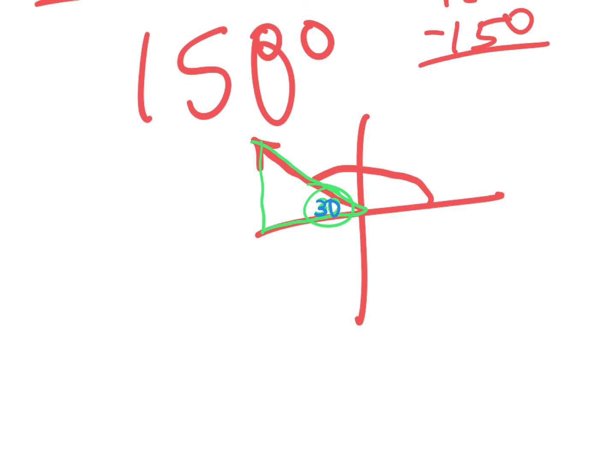30, 60, 90. So what's the pattern? What's right across from the 30? 1. What's across from the hypotenuse? 2. And what's across from the 60? The square root of 3. Now think about if we're in quadrant 2, my x value is what kind of a number? Negative, but my y value is positive. Okay, awesome. We okay? So now I want the tangent of theta. Tangent. What is tangent? What over what? Opposite over adjacent. So it's 1 over -√3.